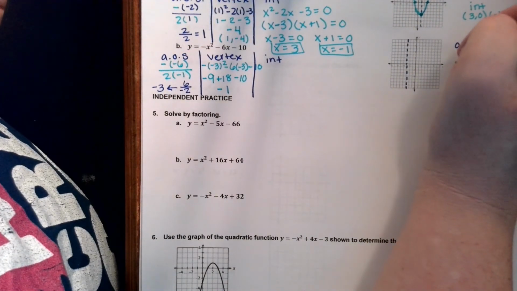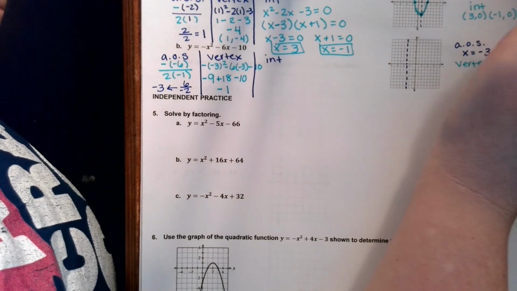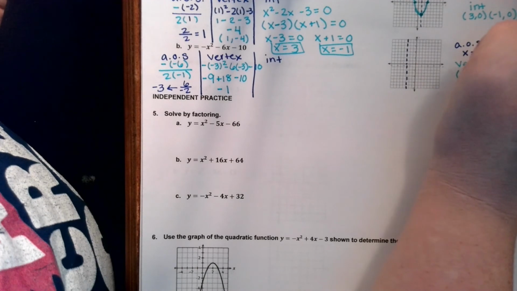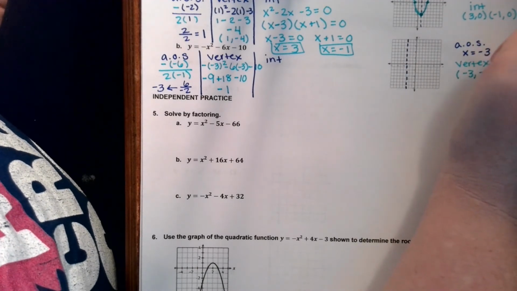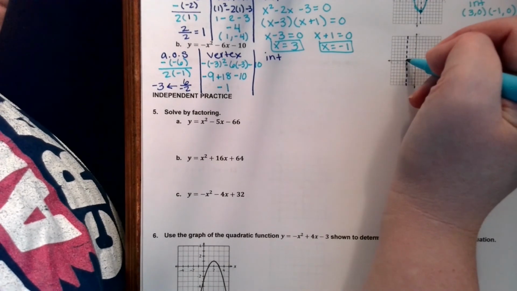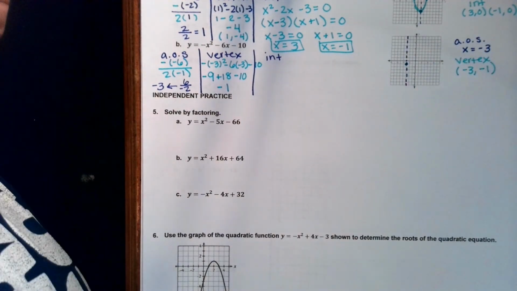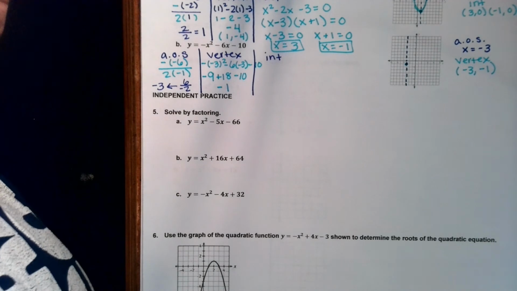So my vertex is negative 3. That's what we had for x. Negative 1. So I'm going to go down to negative 1. There's my vertex. Okay, I want you to notice something here.